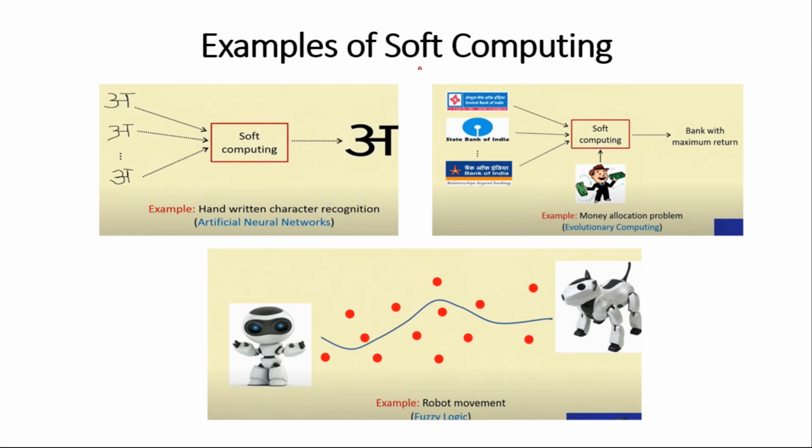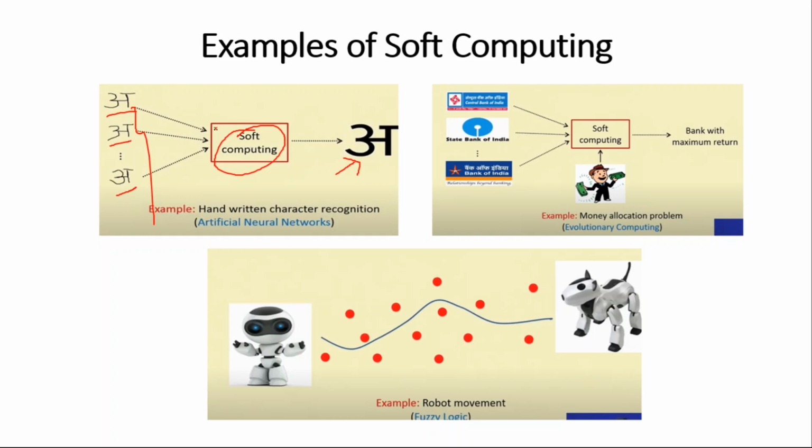These are some of the example problems for which soft computing is applied. For example, character recognition. Different persons may write a particular character in different styles, but the algorithm should be able to understand that all these represent this particular character. The algorithm cannot say that everybody should write exactly like this only. No, that is not possible, right? Different users will write in a different way.